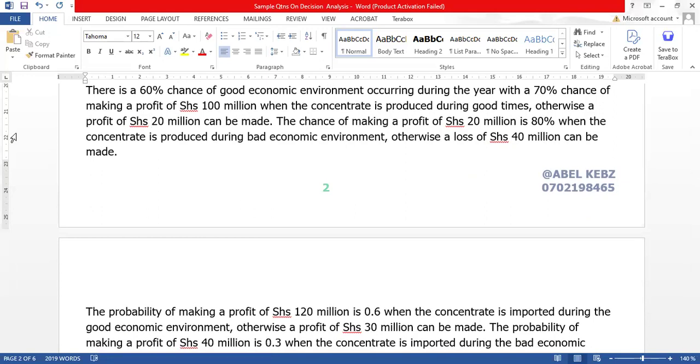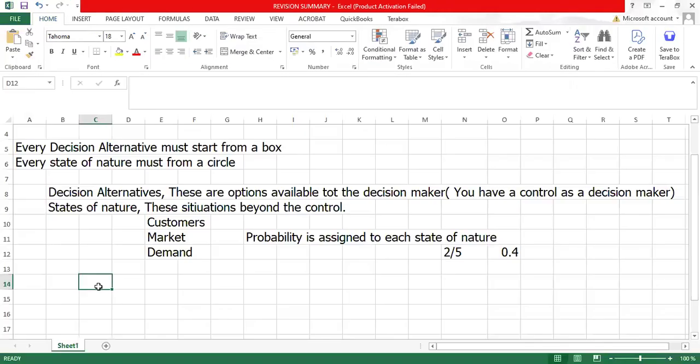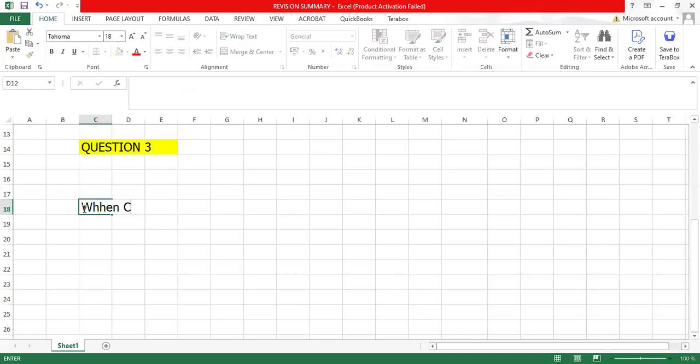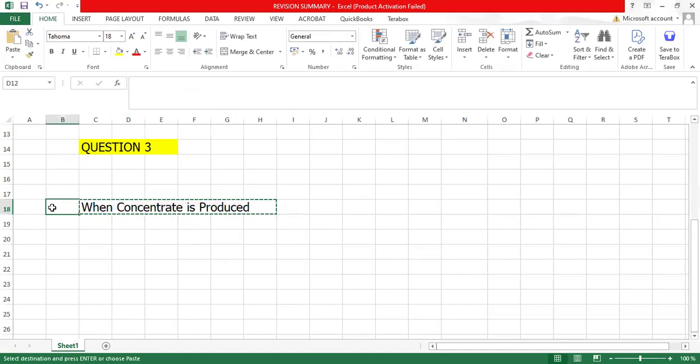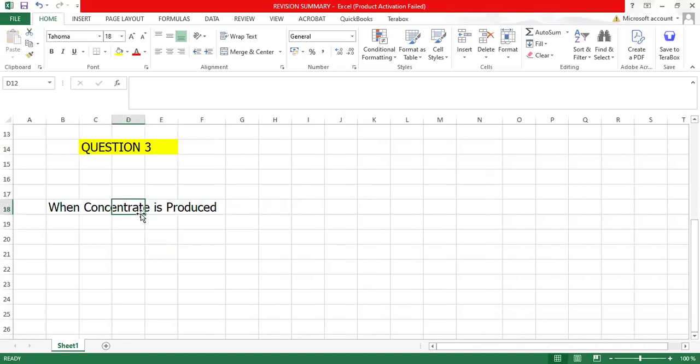Let me just write something. Yeah, this is question 3. When a concentrate is produced, I'm trying to summarize. Don't rush to write. So when the concentrate is produced, of course, you're going to operate in a certain environment. This environment you're going to operate in can be good or bad. So I'm going to put here good economic environment.